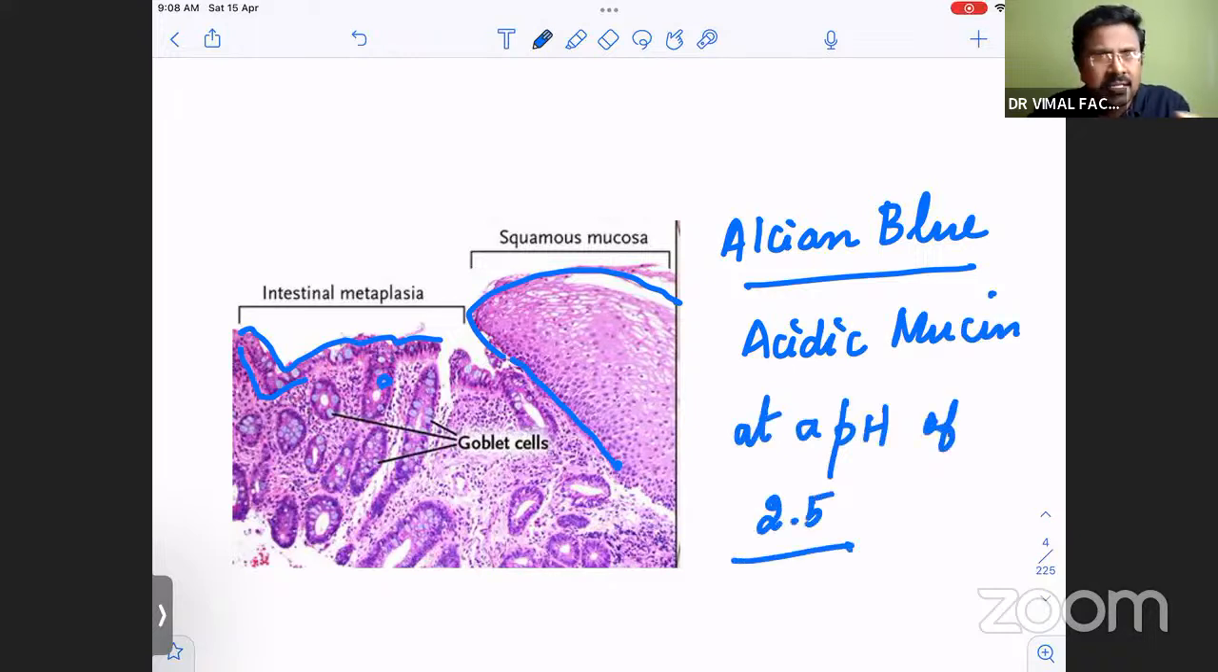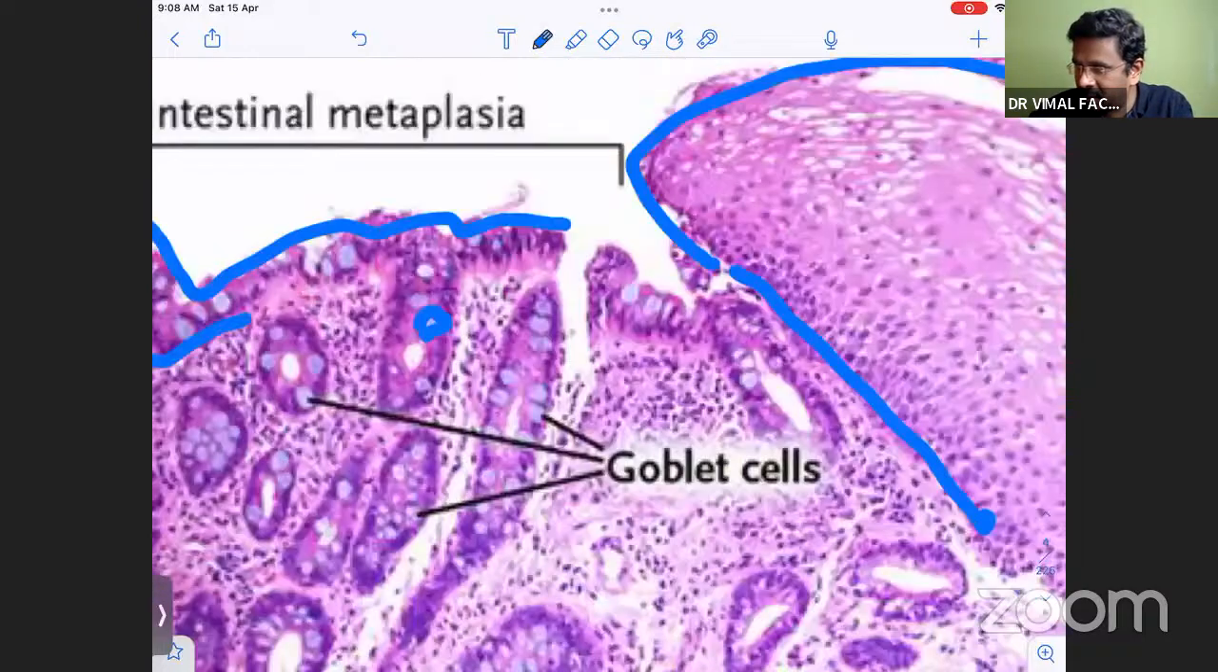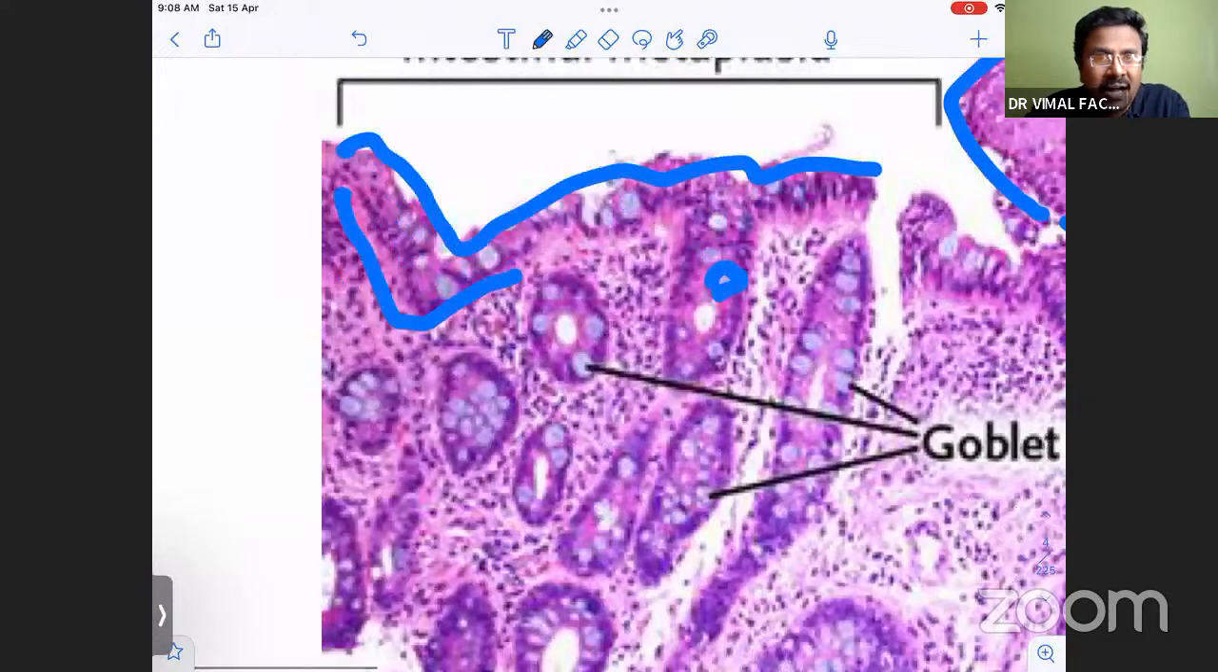Normally this esophageal mucosa will not have acidic mucin. So if you can demonstrate the acidic mucin with the help of this Alcian blue, you can appreciate here all these blue vacuoles are nothing but the goblet cells which are containing the acidic mucin. So this is actually a diagnostic of Barrett's esophagus.